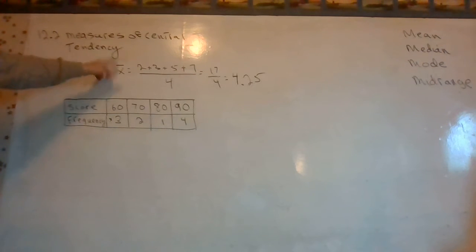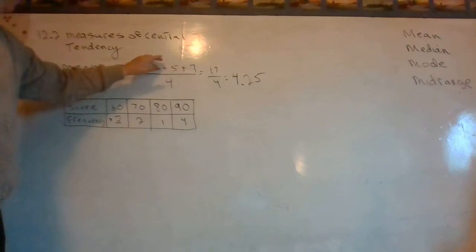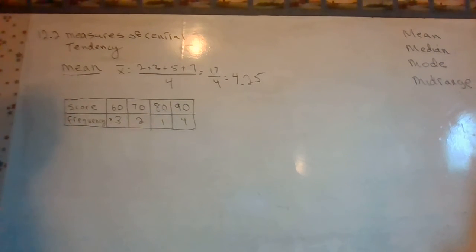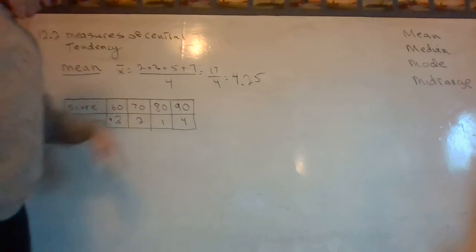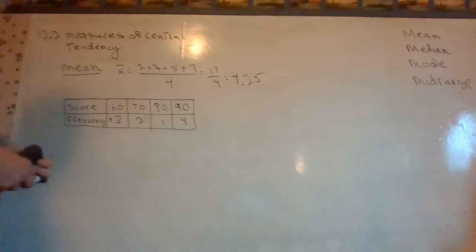The mean is represented by X bar. X with a bar over it means mean. If we have four scores, 2, 3, 5, 7, we add it up, divide by 4. This is something you've probably done numerous times before. 17 divided by 4, 4.25. You can do that on a calculator.